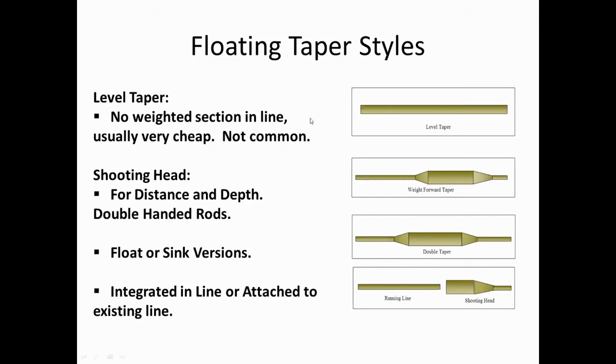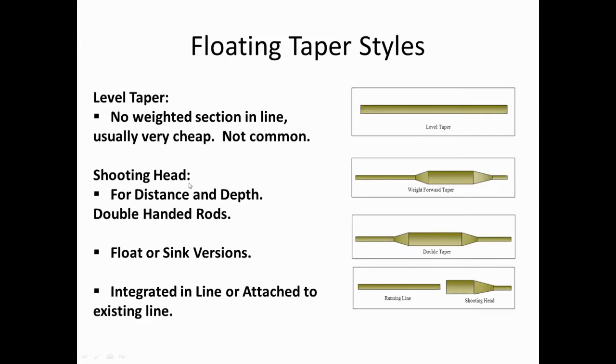But if you're shopping around for a fly line and you see, oh, here's this fly line for $19.99 and all this other stuff's $70, $80, it's probably this kind of line. From Walmart or something like that. It's a level taper. It's usually pretty cheap. So you don't see that out there too much, because it doesn't have the advantage of a weight forward, and it doesn't have the advantage of a double taper. It's just kind of a line.